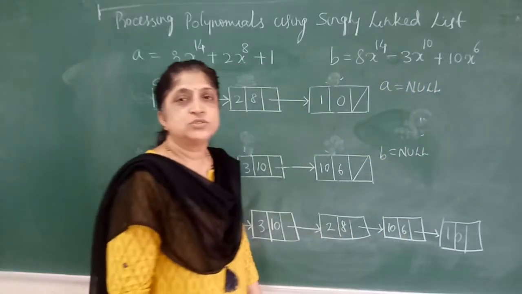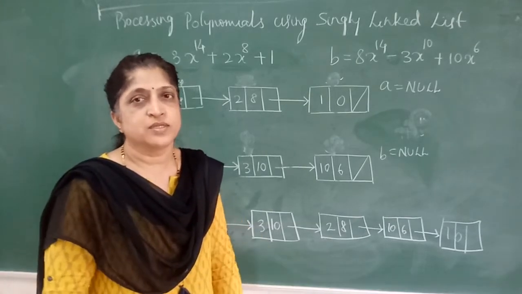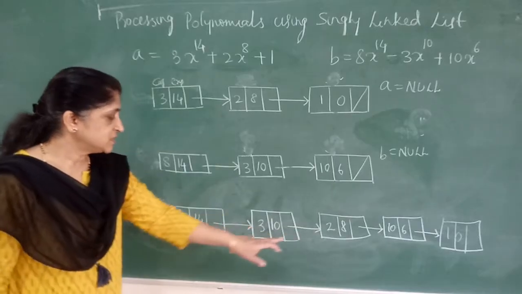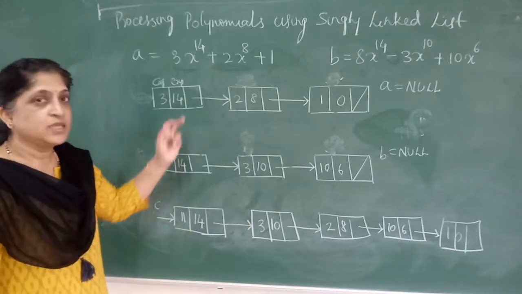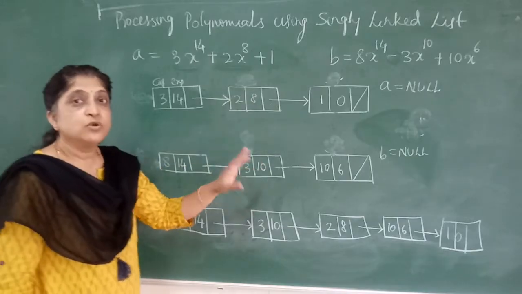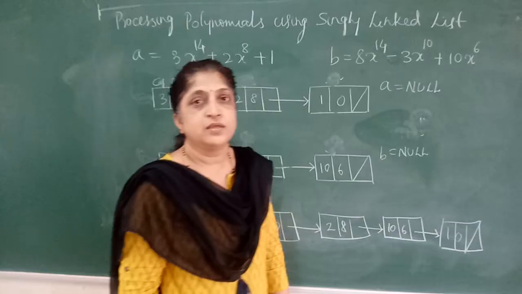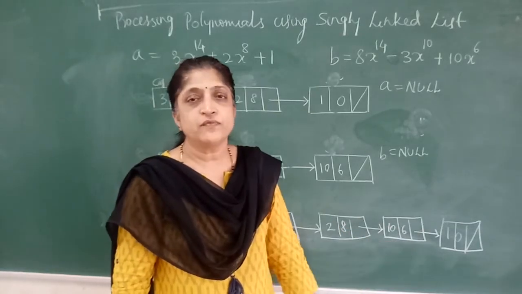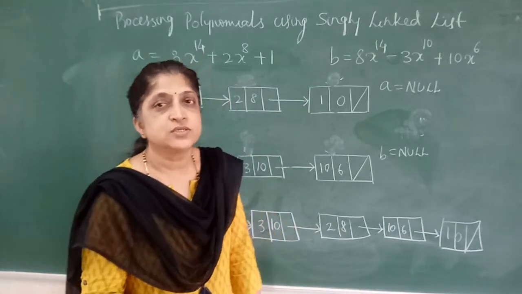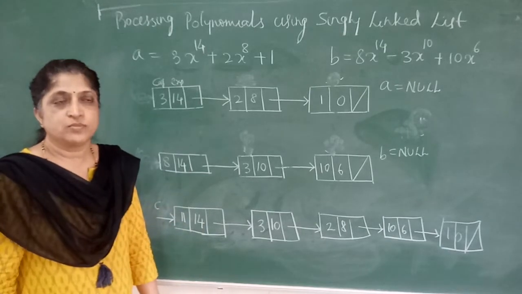Now that A is also null, that means we have completely processed both the polynomials. So this is the sum polynomial of these two. Now that we have completely processed these two, we have to see to it that the last node has a null pointer here, because that should mark the end of the linked list. So this is how we can add the two polynomials.